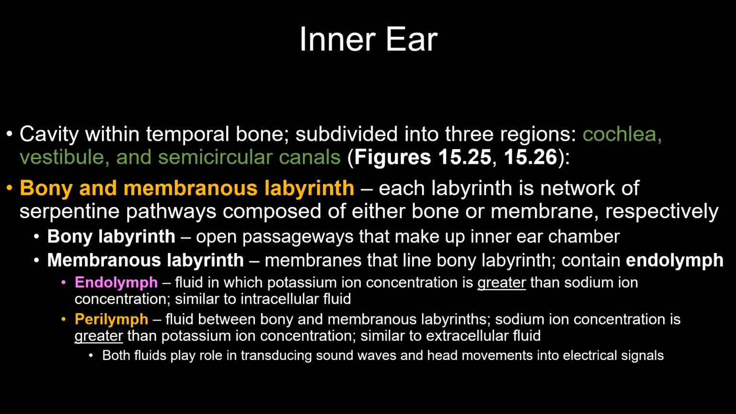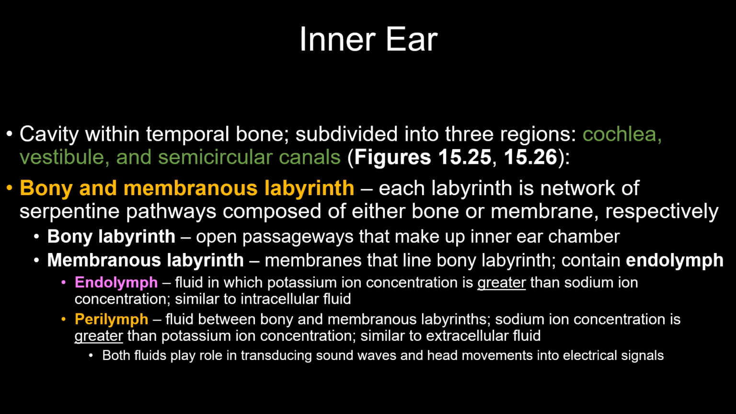But inside of that bone, there's a membrane lining the walls of that bony labyrinth, and that is called the membranous labyrinth. And inside the membranous labyrinth, we find a fluid called endolymph. This endolymph has a high concentration of potassium ions as opposed to sodium ions, very similar to a normal cell's cytosol, like what we saw in the axolemma with high potassium, low sodium inside the axolemma. Well, it's the same here in the endolymph.